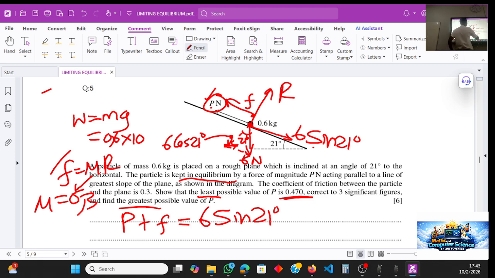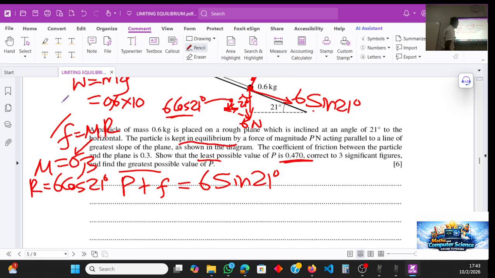But R is going to be equal to the perpendicular component of weight. So R is equal to 6 cos 21 degrees, because we assume this object is not bouncing. So when that happens, let me scroll up a bit.